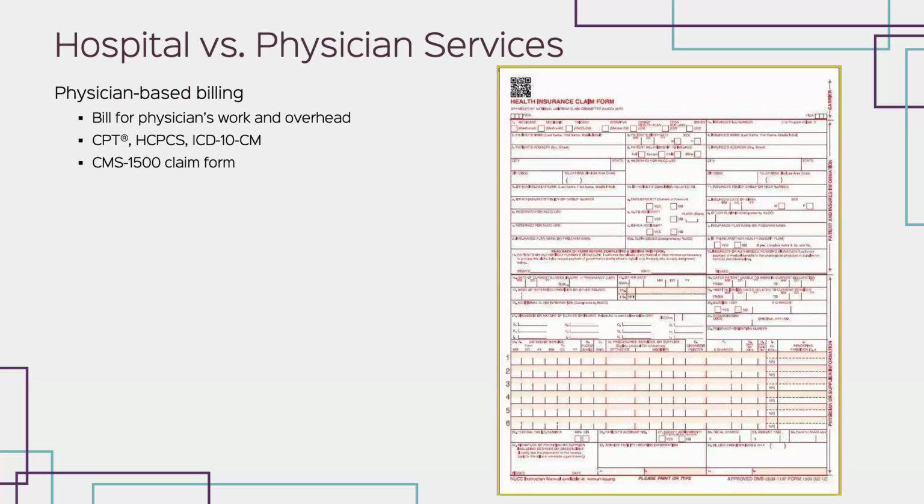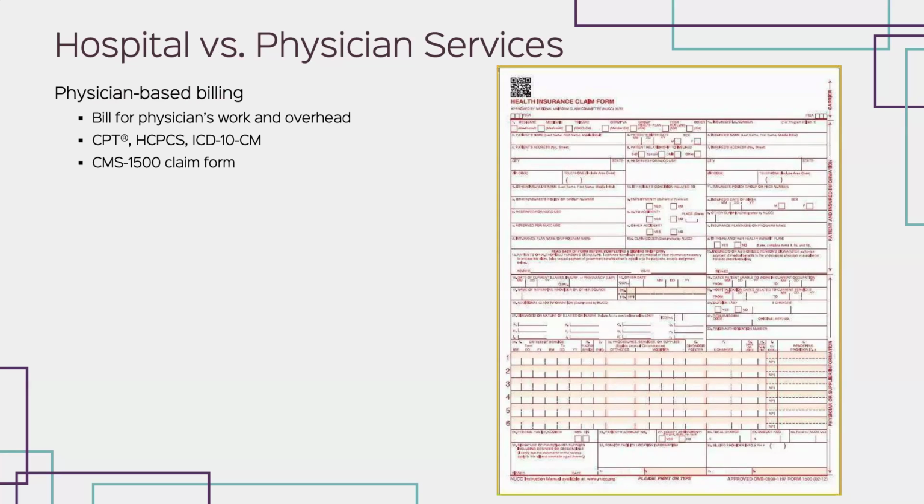So let's go back to our physician-based billing. When you visit your physician's office, you'll typically get a single bill from that physician. Although you can get a second bill from another physician, such as a radiologist. When you visit your hospital, then you can typically get a bill from the hospital itself, and then you'll get a bill from each one of the physicians that are involved with your care.